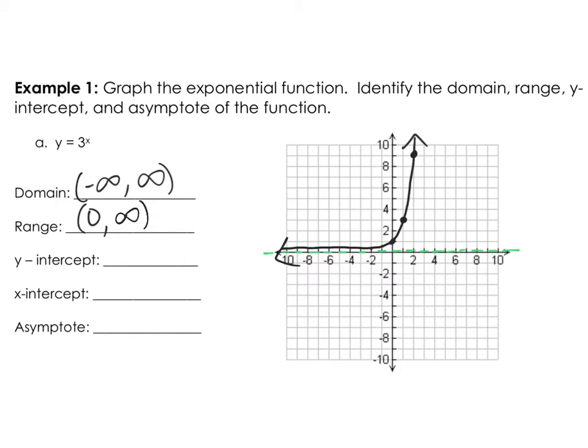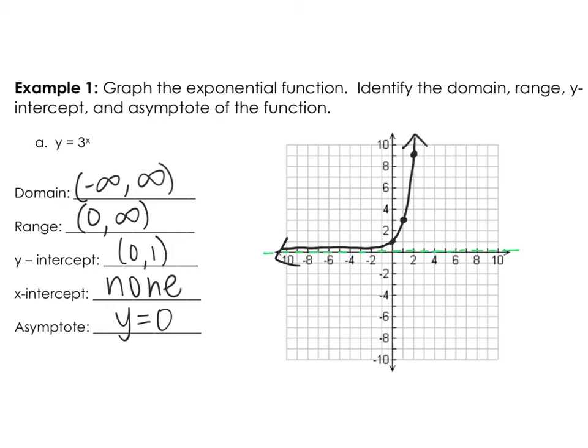Then if you look at our graph, our y-intercept was at (0, 1). Make sure you're writing that as a point. Our x-intercept, we are never touching that x-axis, so we're going to say we don't have any x-intercepts. We have none. Our asymptote was at y equals, and the number we were getting very close to was 0, but we never actually touched it.